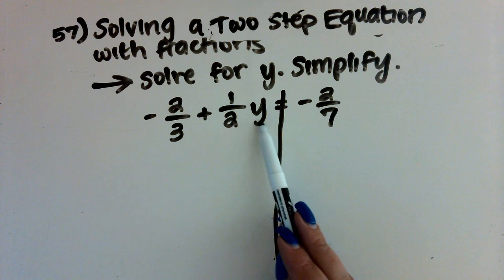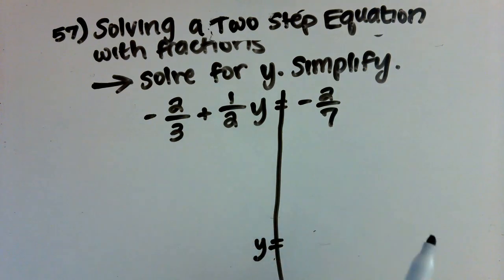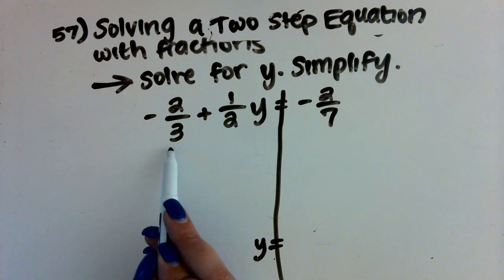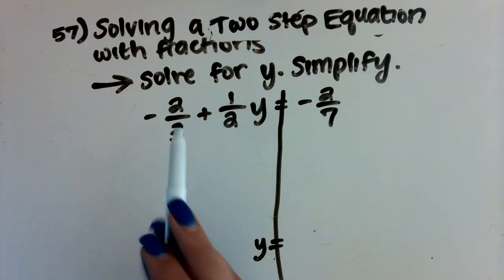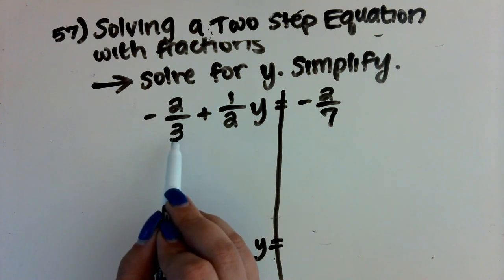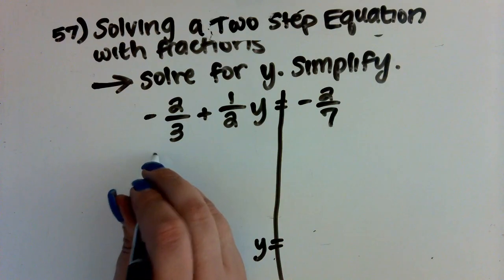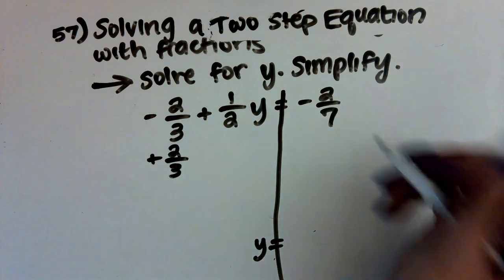Our job is to solve for this y. There's only one instance of it, so I'm just going to go ahead and write y down below. And I know the first thing that I need to do is get rid of everything except for what the variable has to deal with on that same side. So I see that I have a negative 2/3 here, and if it's negative, I need to use the opposite operation of a positive 2/3.